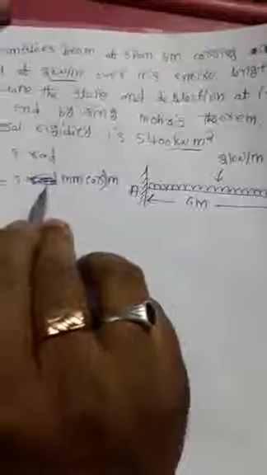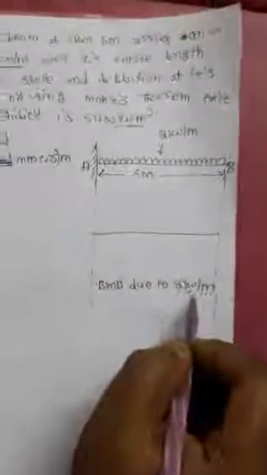So for this question, we require a BMD diagram. For this beam, this is the reference line at A, this is the reference line at B. This is the baseline for the BMD. So here it is the BMD due to 2 kilonewton per meter. Here only one load is acting, that is the UDL.